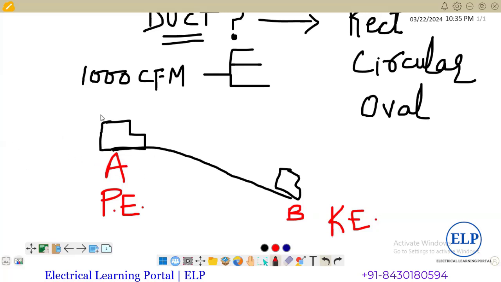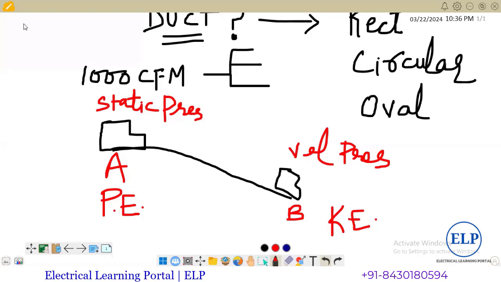Similarly, when the truck is at stationary position, it contains the static pressure. You have to also understand that this truck contains a static pressure. And when the truck is moving, it is moving with the velocity pressure. This is the main thing.